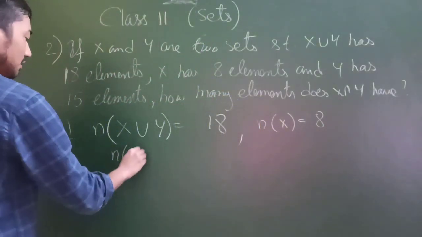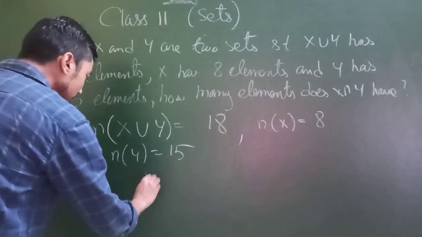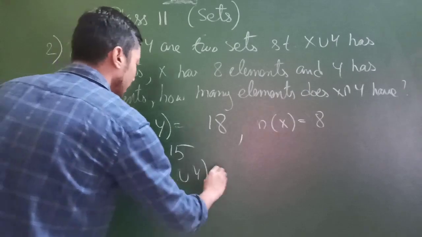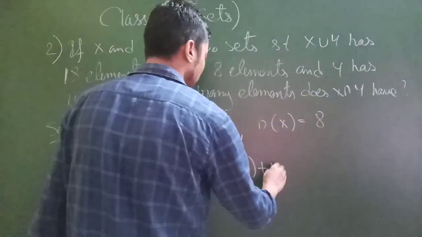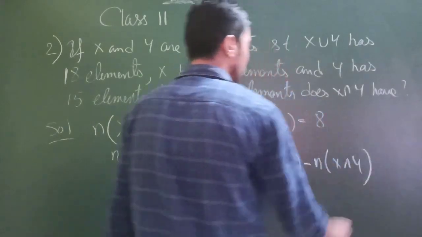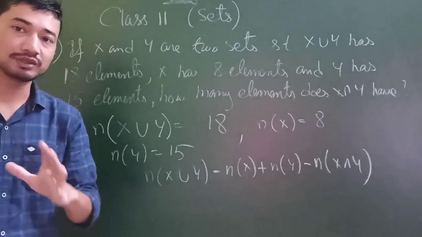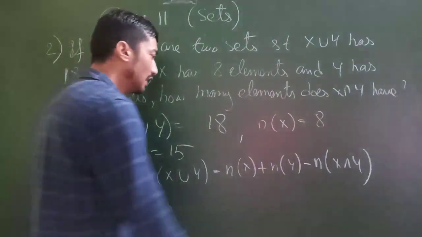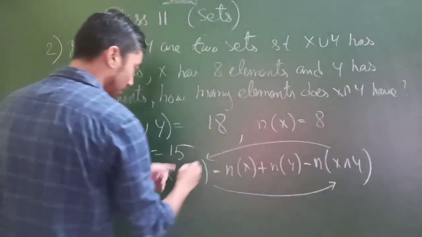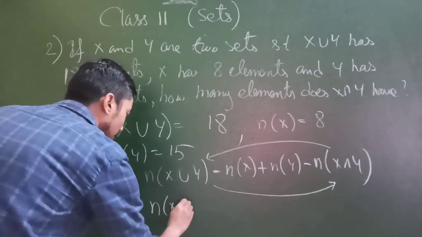Here also the number of elements in y is 15 elements. So the number of elements in x union y, as we know, is going to be the number in x plus the number in y minus the number of elements in x intersection y. What we can do with this theorem is, if and when you need, according to your question, you can always switch these places, because a minus becomes positive and a positive goes negative, so you can use this formula also.